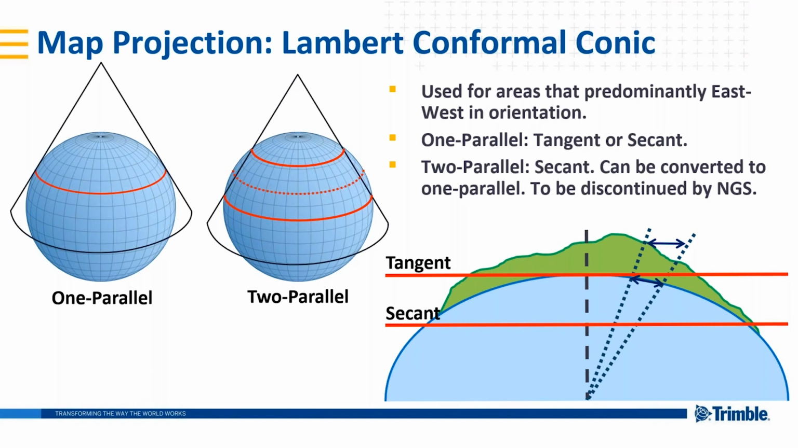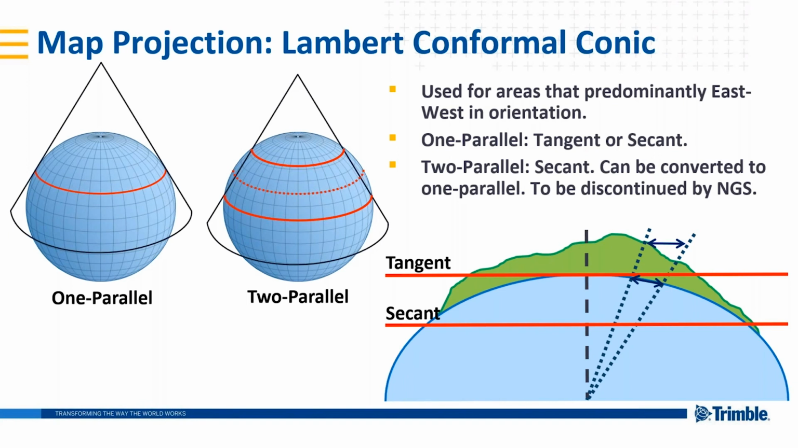And going forward, the State Plane Coordinate System is close to 90 years old, and they're going to discontinue using the two parallel in the NAD 2022 definitions, because mathematically you can write a two parallel as a one parallel and vice versa. So that's going to be discontinued by the NGS, and it's definitely a popular projection to use for low distortion projections.